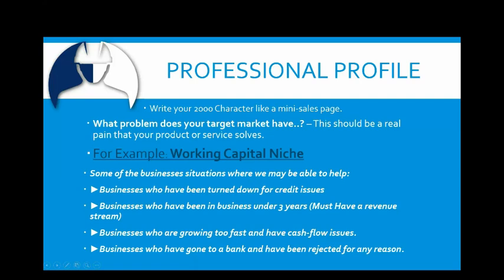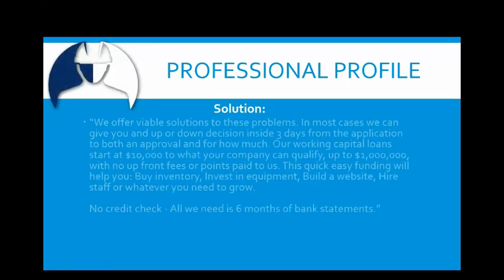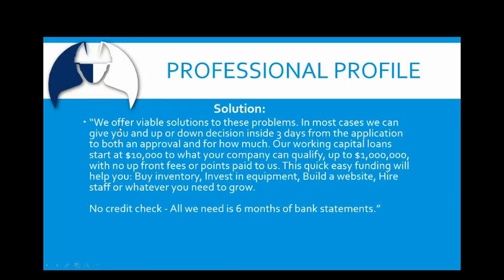So once you have the problem down, you need to lay out the solution. The solution for a working capital lender is they offer viable solutions to these problems. In most cases, we can give you an up or down decision inside 3 days from the application to both an approval and for how much. Our working capital loans start at $10,000. You guys get the idea.